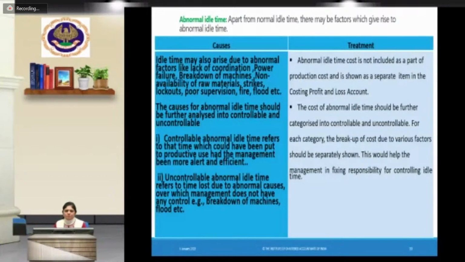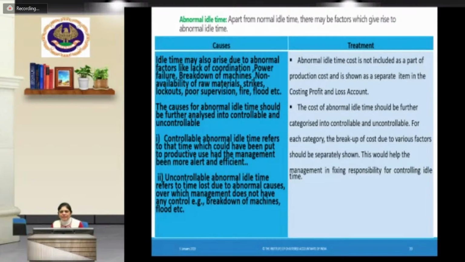All right. So controllable refers to that time which could have been put to productive use, but due to certain factors, negligence of the staff, it actually happened. So that can be controlled in future. Uncontrollable: breakdown of machines or floods or short circuit or power failure, that we cannot control. That can happen anytime. We cannot foresee that. So that is beyond the control of any management, but controllable, we can focus on.